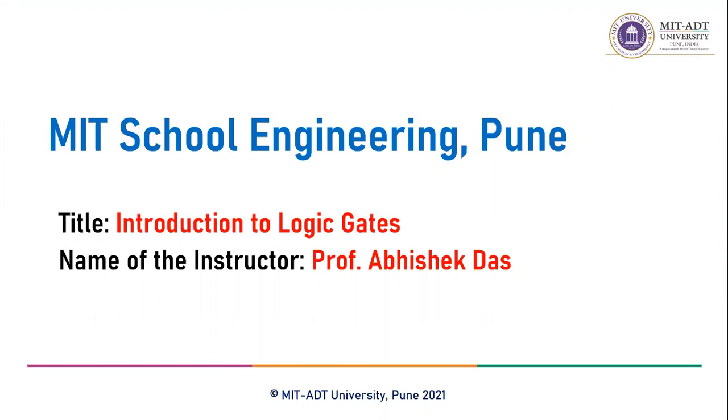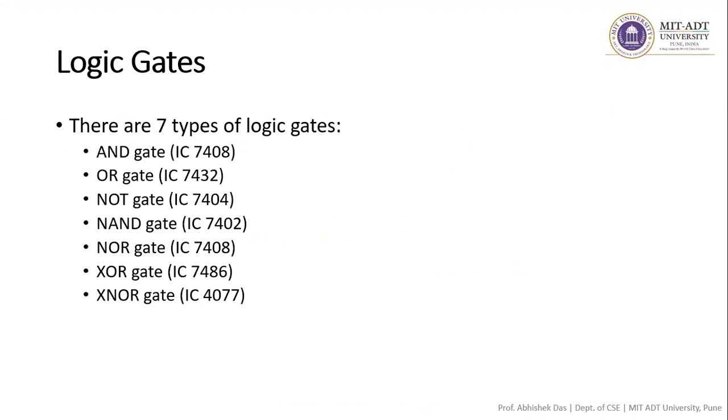So to start with the logic gates, what is a logic gate all about? A logic gate can be called a building block of a digital circuit. It has two inputs and one output. The relationship between the input and the output is based on a certain logic.